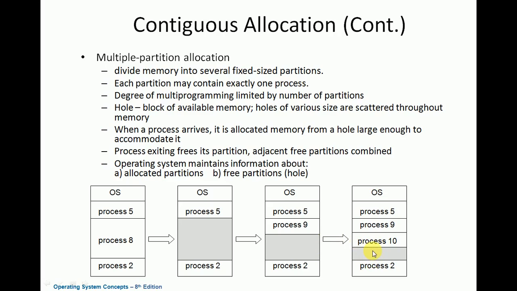If any new process arrives, say process 11, and the memory requirement of process 11 is more than the available memory hole, then that process has to wait until some process completes its execution. For example, process 2 completes its execution, and whatever memory was allocated to process 2 will be freed, and that memory will be combined with its adjacent memory hole. This is the adjacent memory hole, and we combine the memory released by process 2 with it. We get a large memory hole which can be allocated to process 11.